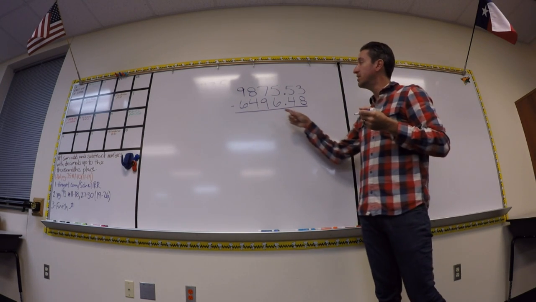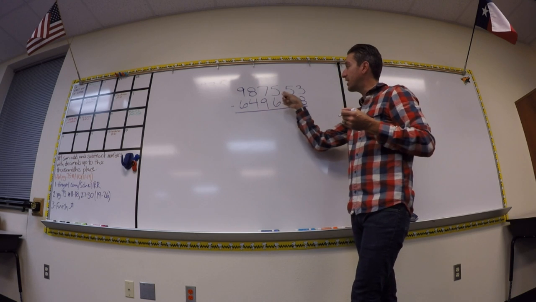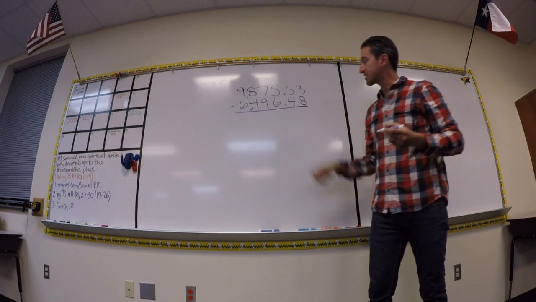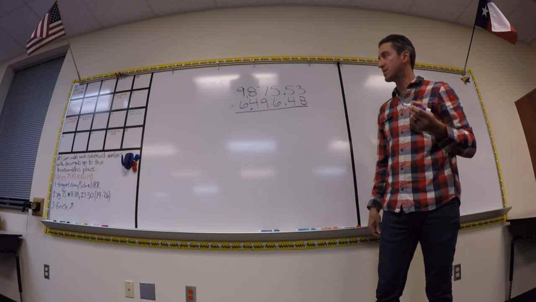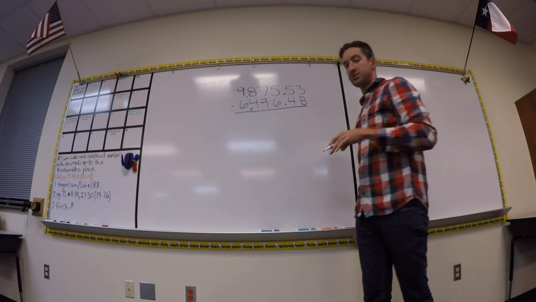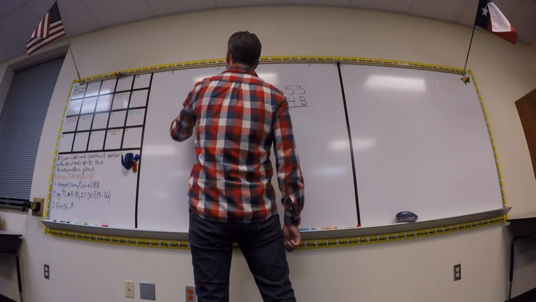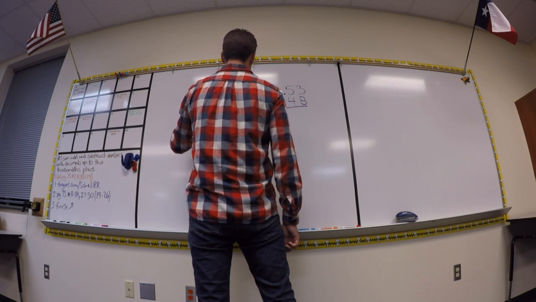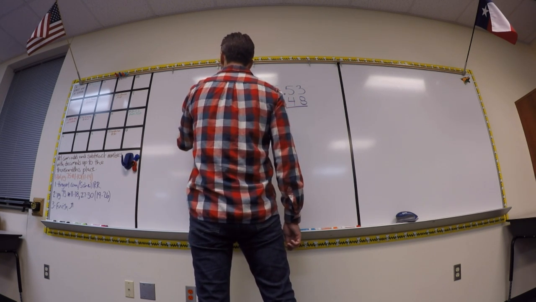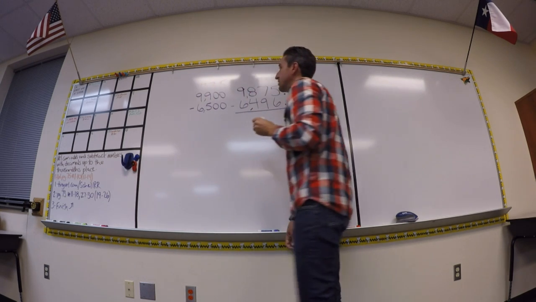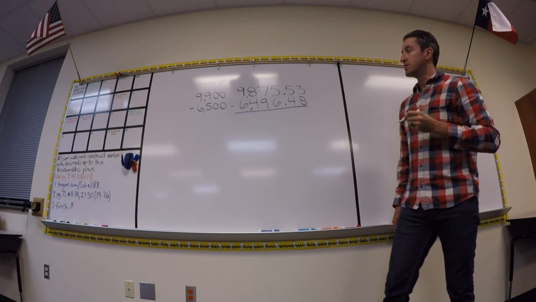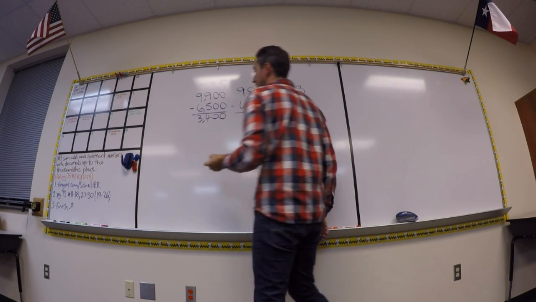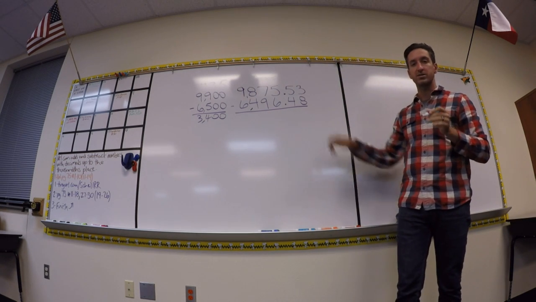Alright, here we have 9,875 and 53 hundredths minus 6,496 and 48 hundredths. First, I'm going to estimate so that I can check for reasonableness on my final answer. So I'm going to do 9,900 minus 6,500. Alright, so I know that should be about 3,400 for my answer over here.